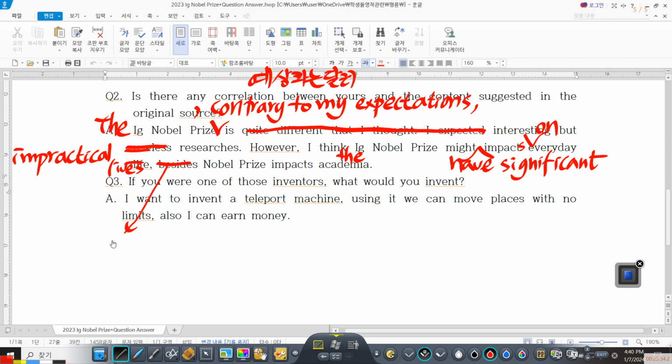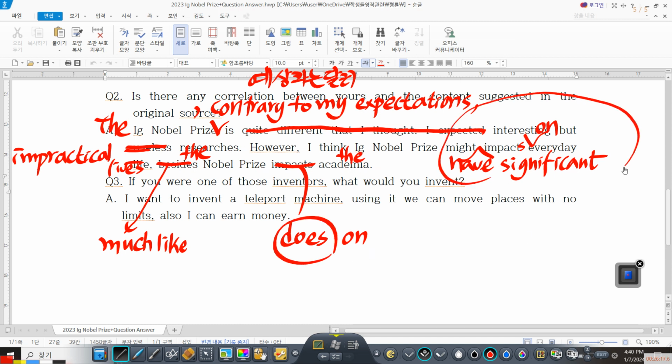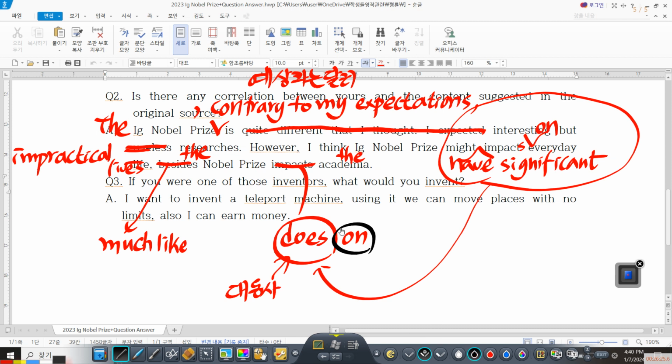No, not good. Much like the Nobel Prize. Like is it prizes does on academia. Okay? 여기 왜 does 쓴 것 같아? 여기지 이거. have impact on. 이걸 선생님 뭐라 그래? 대동사로 그러지. 이 대동사 앞에 있는 거를 쓸 필요 없어. 근데 왜 on만 쓴 거야? 여기 있기 때문에. on을 써주는 게 맞아. Okay.